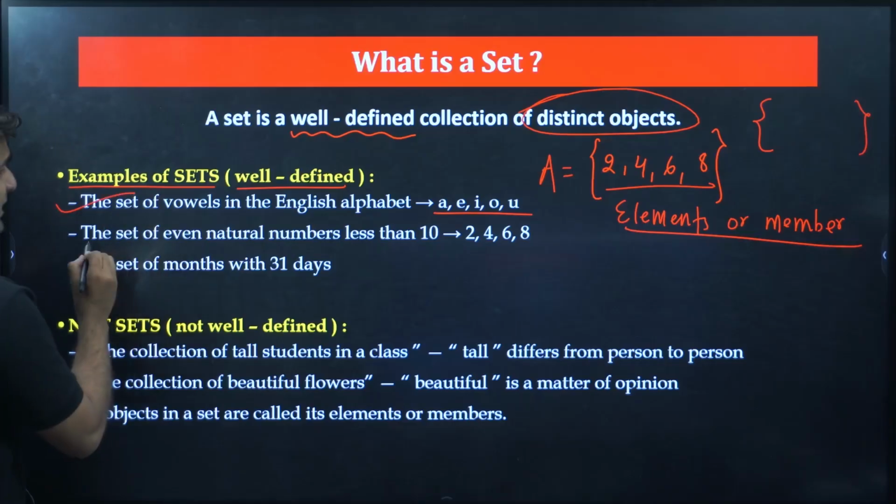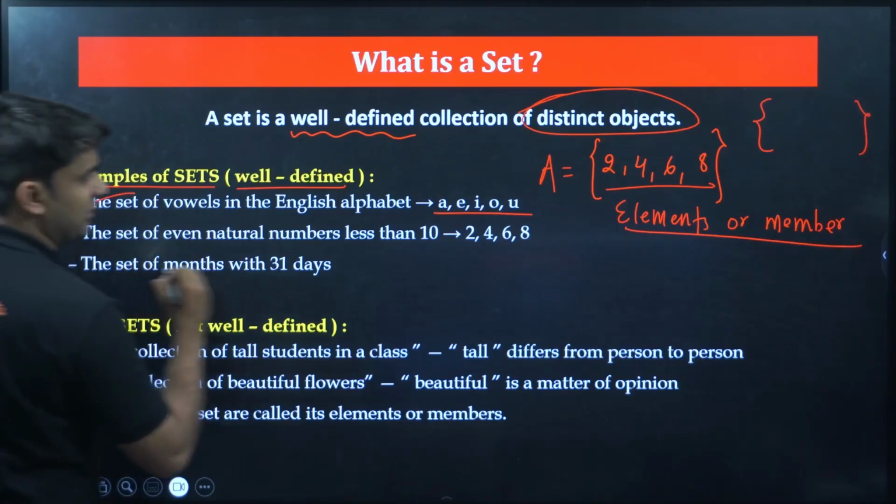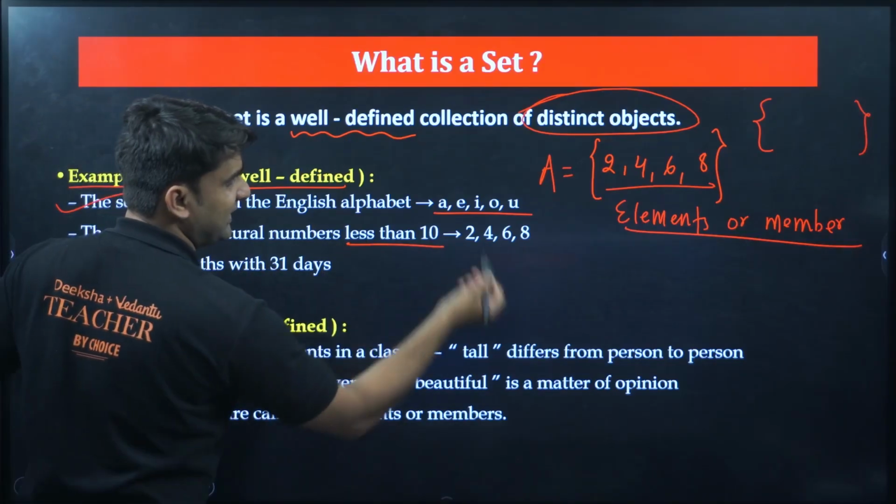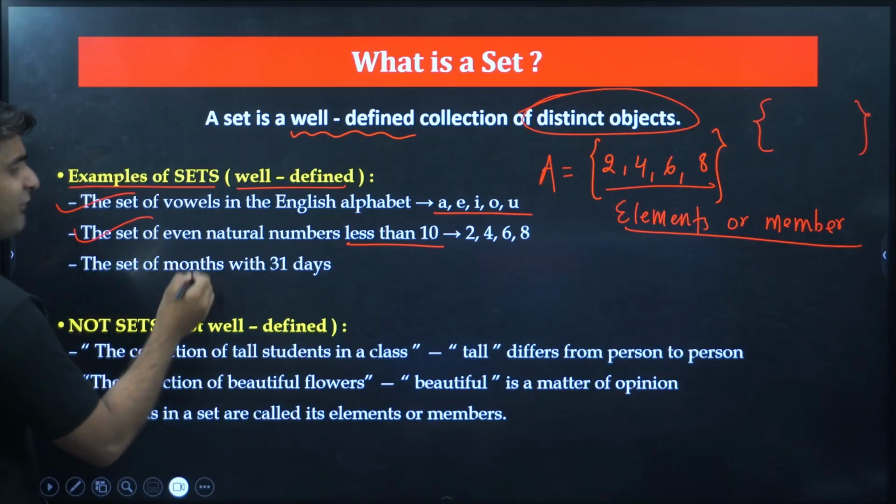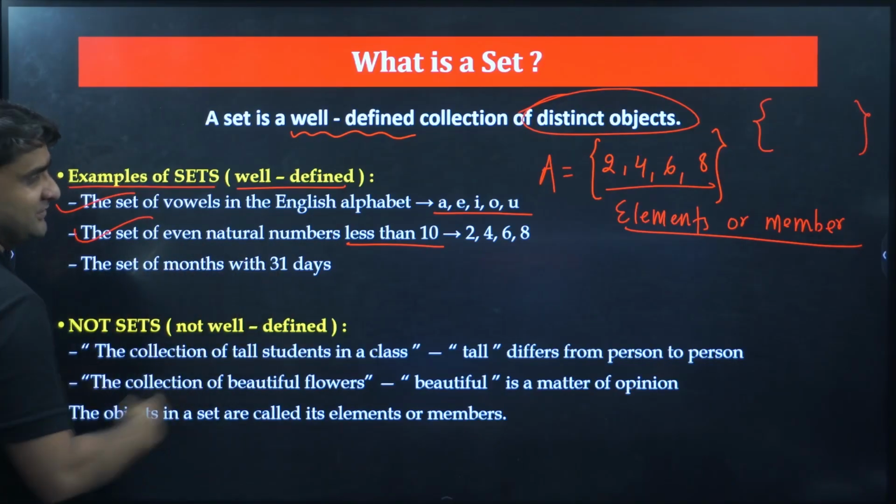So this is a set. The set of even natural numbers less than 10: 2, 4, 6, 8. This is a well-defined set. The set of months with 31 days, we can write, no?